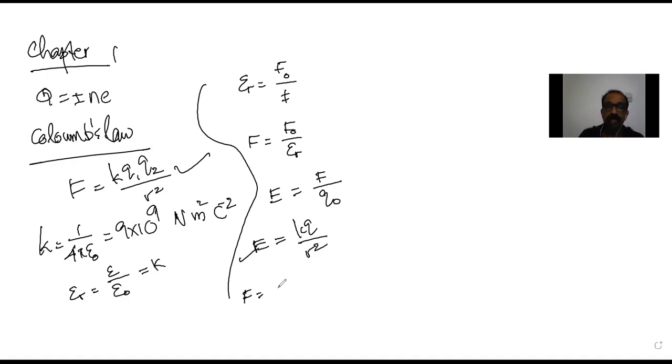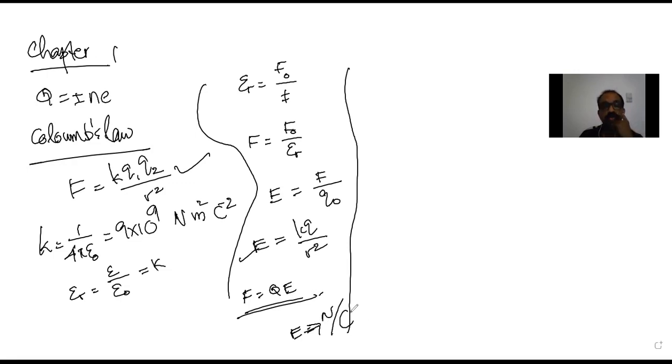If you know the value of electric field, force on a charge can be calculated by using the equation F is equal to qE. So whenever you are asked to calculate the force on a point charge when kept at a point where there is electric field strength of E, then we can say F is equal to qE. The unit of electric field is Newton per Coulomb, SI unit.